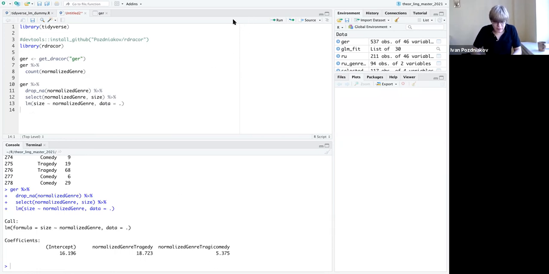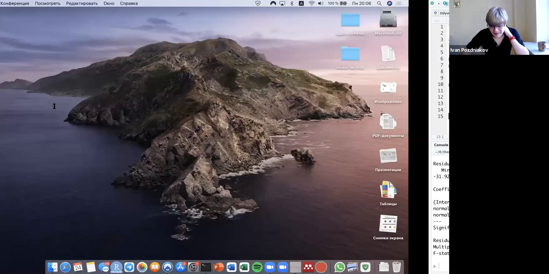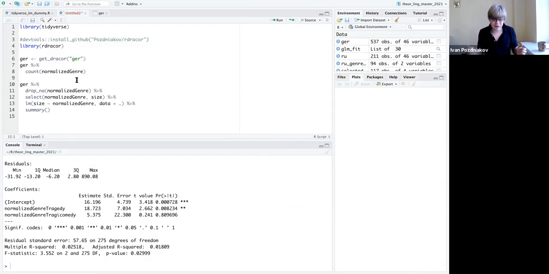And now you have coefficients, but what is interesting is that you have three coefficients, not two. So the intercept that you already know, and then something magical happens. I actually predicted that comedy will come first. That's why the example that we drew is actually valid.